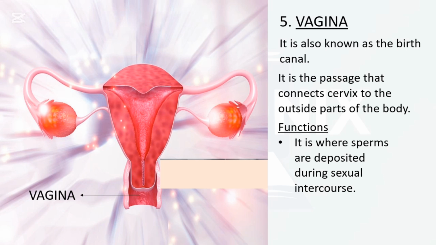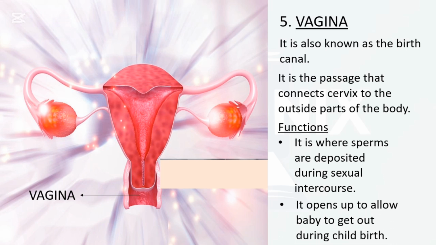Remember, sexual intercourse, it is where the female part meets with the male part, and therefore it means the female gametes meet with the male gametes. That means the vagina meets up with the penis. So the sperms are deposited at the vagina. So the sperms are the male sex cells. The vagina also opens up to allow baby to get out during childbirth.